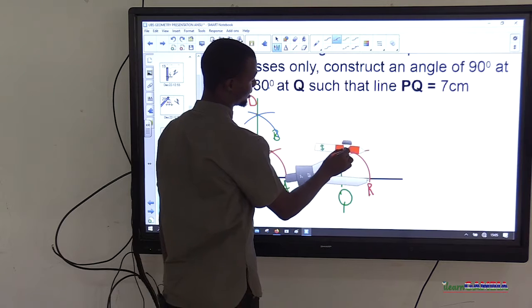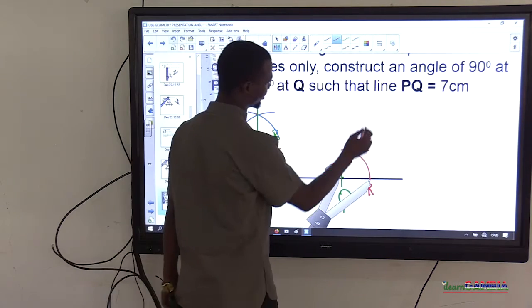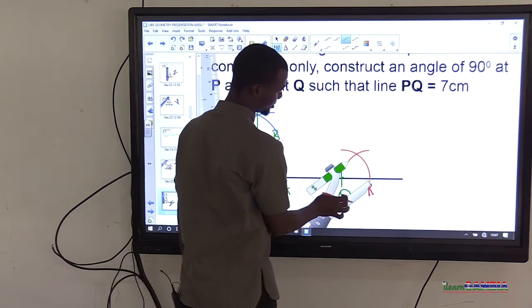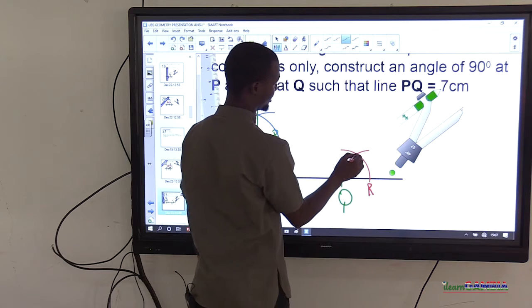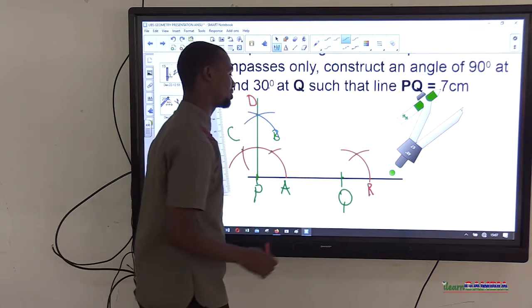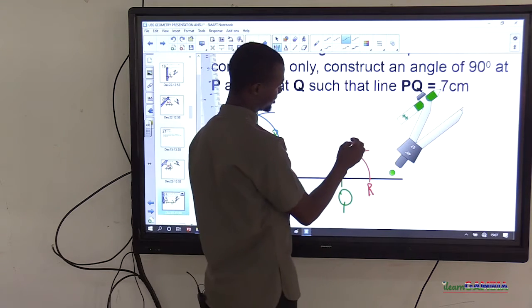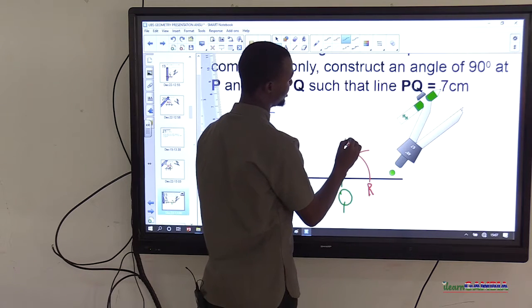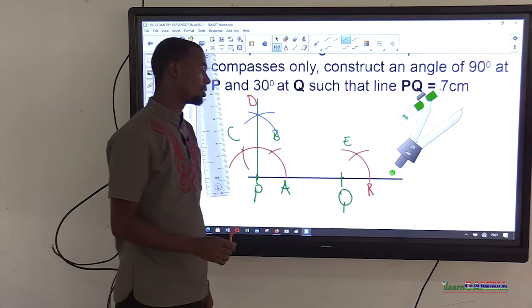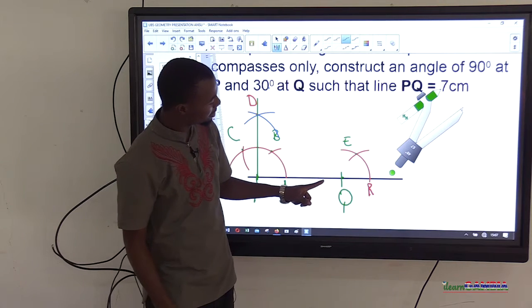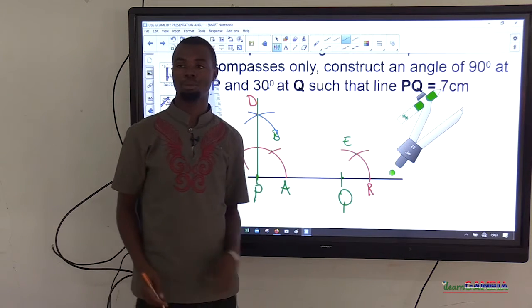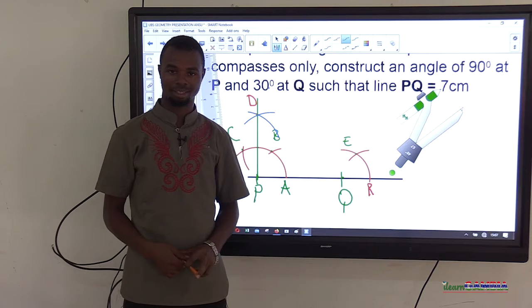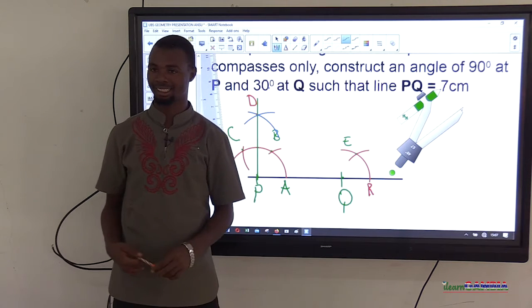So we do that. That's where it cuts it. Let's label that part where it cuts the previous arc as, let's say, E. Now if you take your line, you join QE, you have 60 degrees. But your target is 30 degrees.